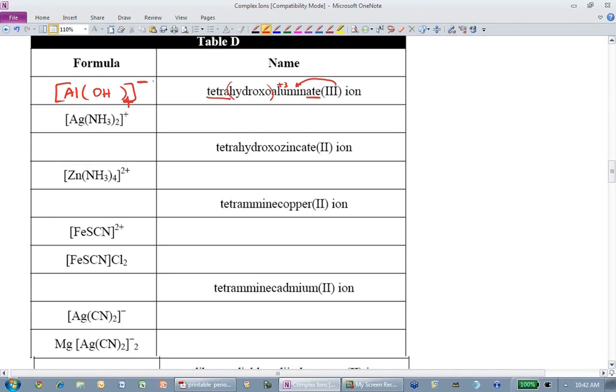Now the next one gives you the formula and you have to come up with a name. I'll wait. Go ahead. Pause. Seriously, you need to work these out yourself. Give it a shot. It's okay to be wrong. Everything I know, I know because I did something wrong. That's how you learn.